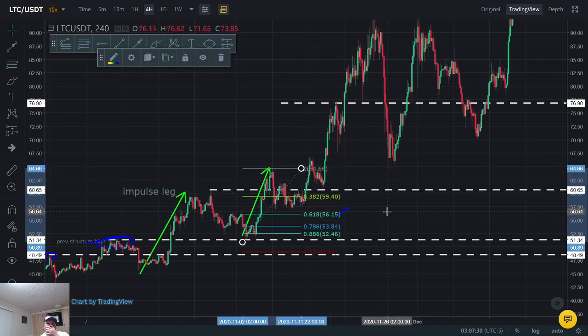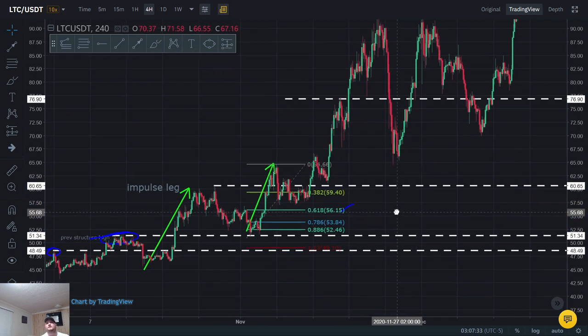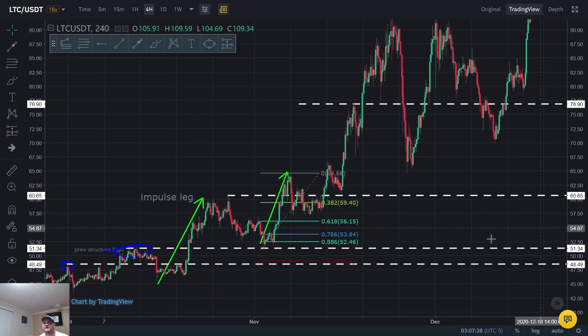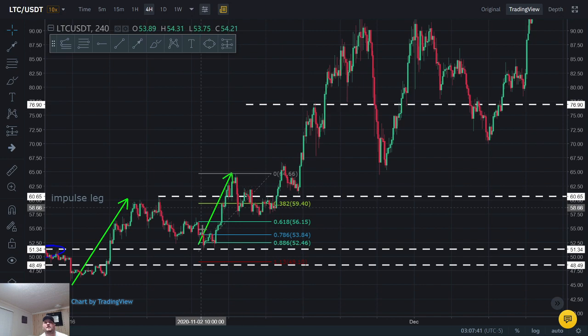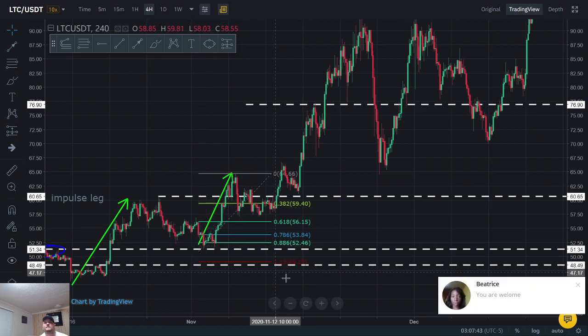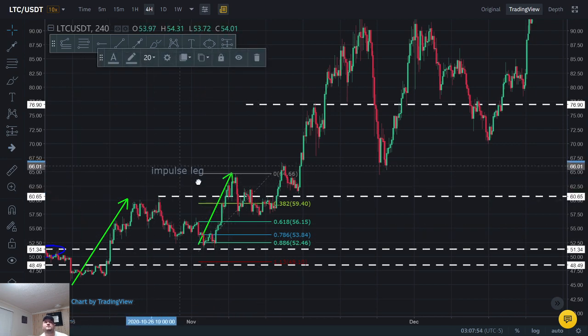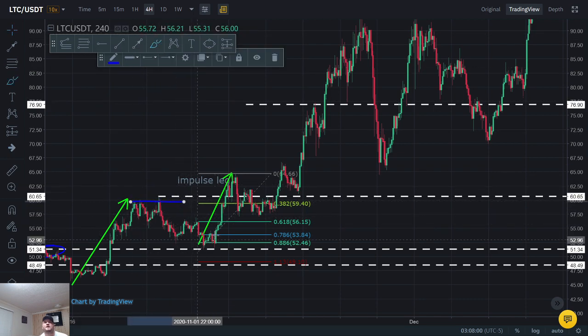This is why I tell people there'll always be a trade. So if this was your impulse leg right here, this was your new impulse leg. Why? Because it broke previous structure and it put in a new higher high, and you was waiting for the pullback to the 61.8, and so you never got filled right here at 56.15.